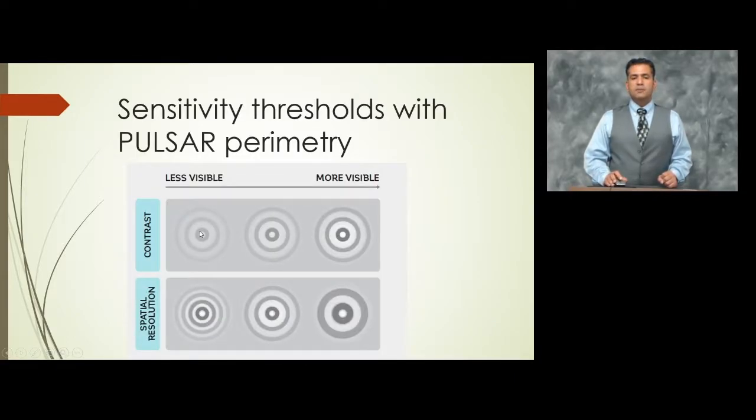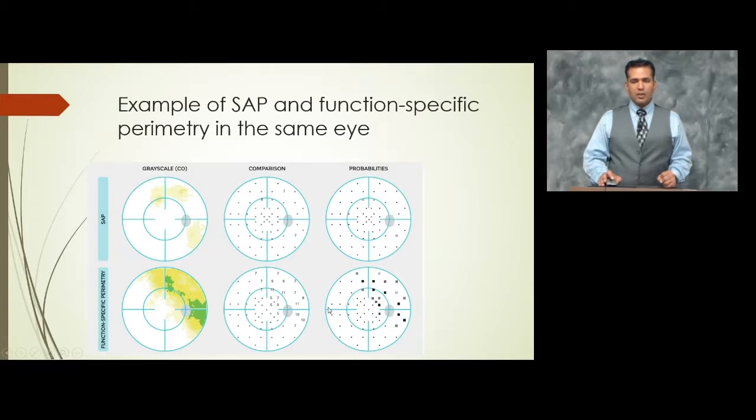With the stimulus, the lower the contrast and the higher the spatial resolution, it gets very difficult to see, and only healthy eyes can see it. And the greater the contrast and lower the spatial resolution, patients that have decreased vision can also see it. So one would expect that white on white perimetry, here on top, just shows early damage of a paracentral scotoma, a nasal defect, whereas the pulsar perimeter shows a much larger defect when compared to white on white perimetry in the same patient.